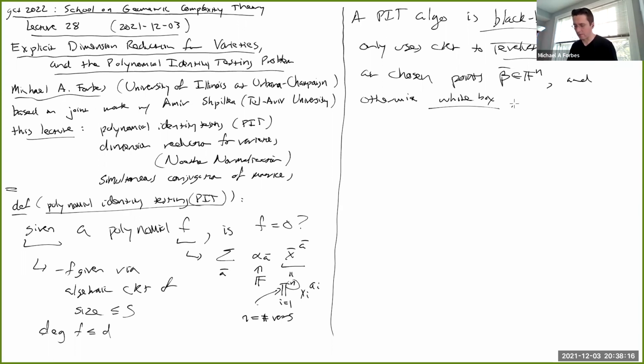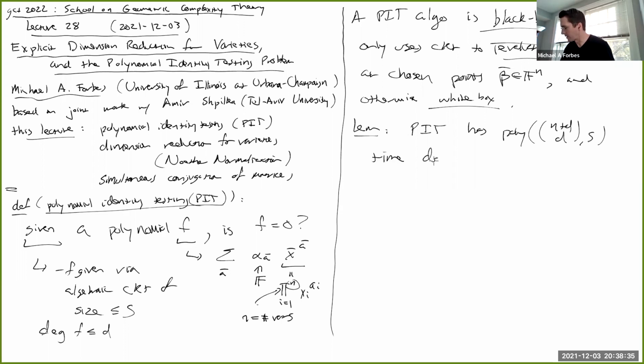And how do we solve this? Well, let's first see some easy lemmas. First of all, PIT has a deterministic algorithm running in time polynomial in n plus d choose d, and s.